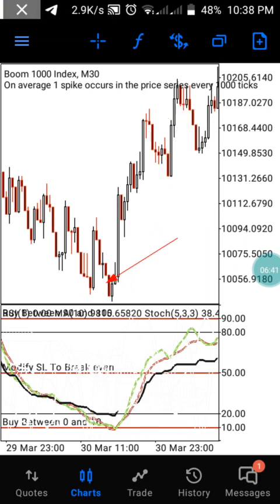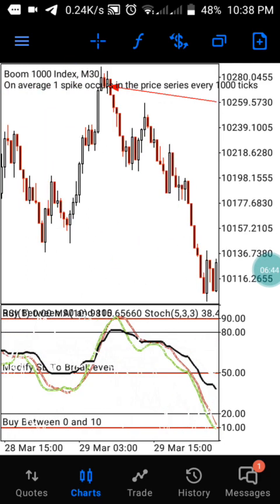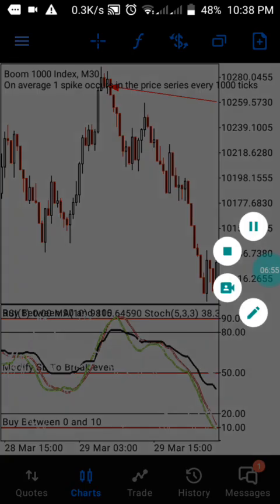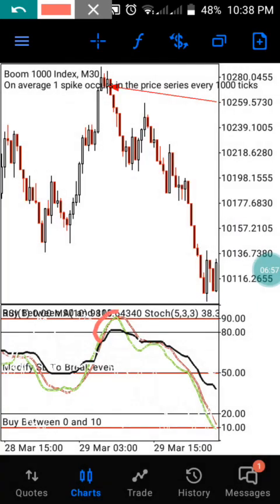So let's check, maybe we can see. This strategy also really works on Boom and Crash. It works on Boom and Crash. Let me show you exactly the same thing that happened at this minute here. You see it meets our requirements at this level, and we can easily enter our trade here and take our trade down to this level.